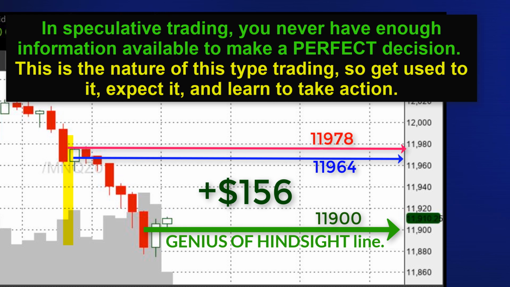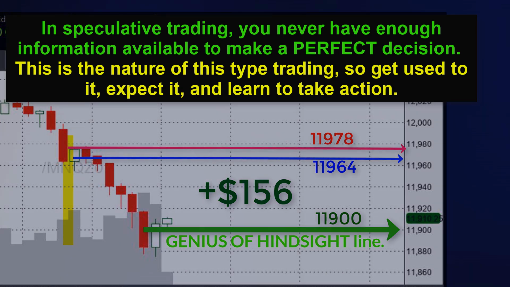But that's the way it rolls when you're trading. You never have all the facts at the right time to make the perfect decision every time. It's just the nature of trading. It makes it fun, also frustrating sometimes. But this was a really fun trade.